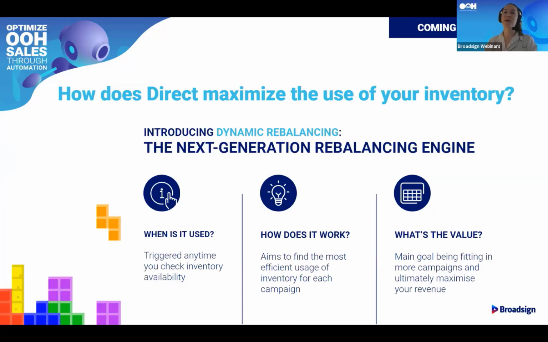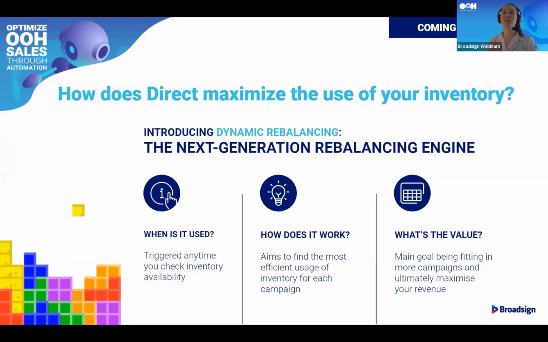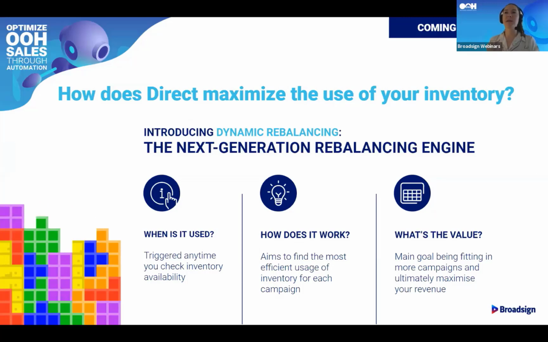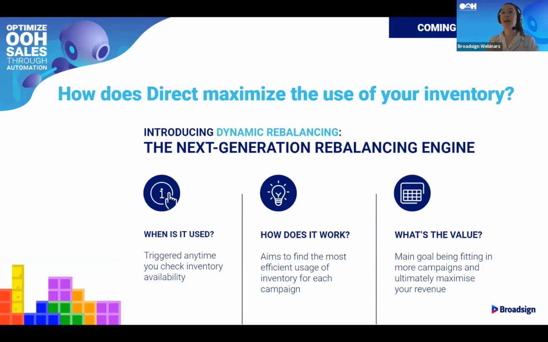Now, the second question related to optimization, and the second aspect of it is how to maximize your inventory usage. How does Direct maximize your inventory usage? Well, where we do that is through dynamic network rebalancing, which is basically our next generation rebalancing engine. And it's basically triggered anytime you want to hold or book your inventory.